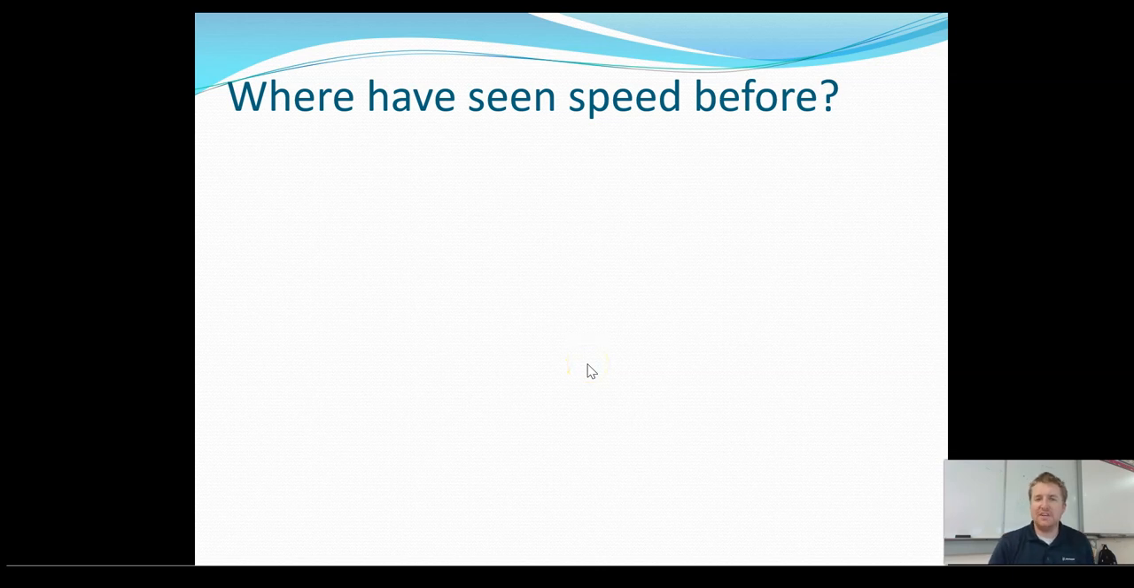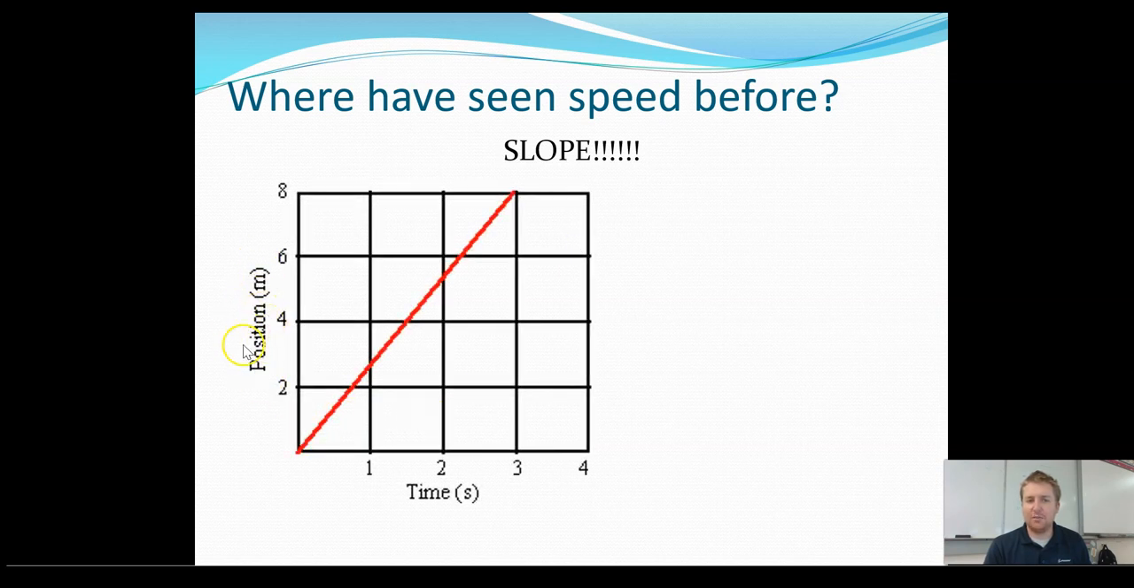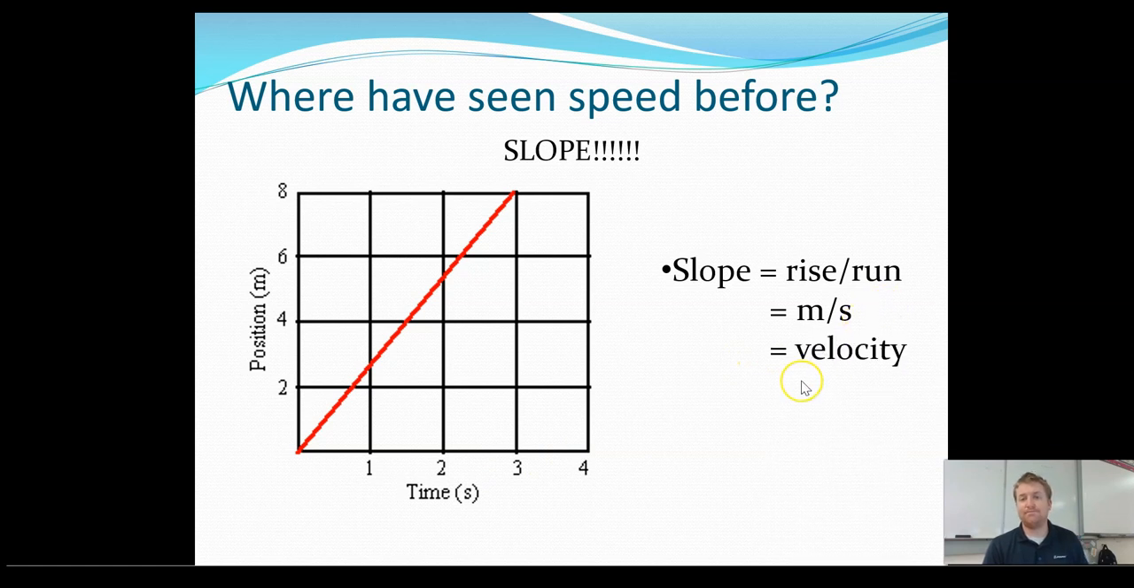Okay, so we've seen speed before. We saw this in our last discussion about distance and displacement. But we've seen it with our slope. Remember, rise over run. Our rise in this case is our position in meters, and our run is our time, our x position, in seconds. So if we just did rise over run, it would be meters over seconds. Slope is rise over run, meters per second. Our meters are our rise, our run is our time. We have meters per second.